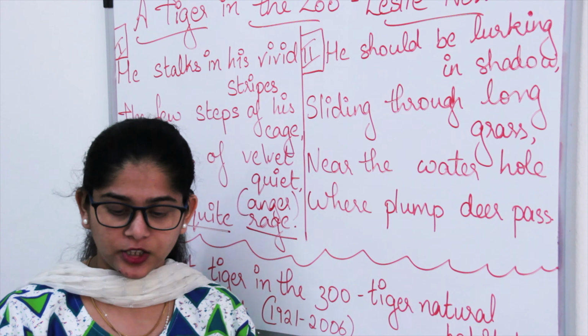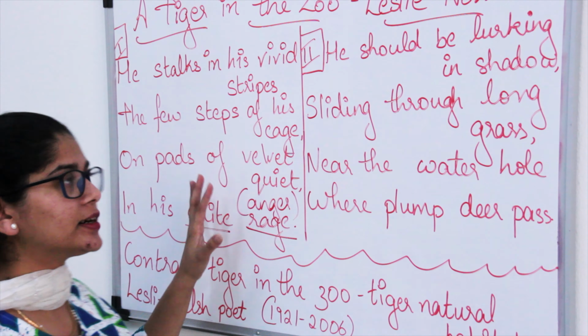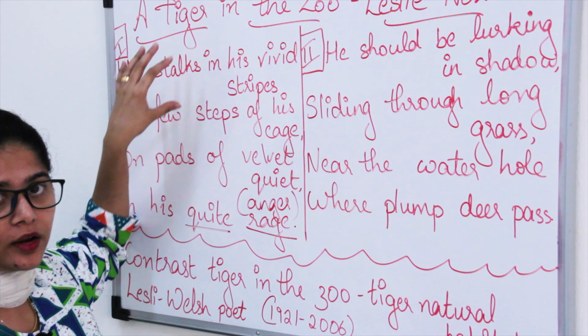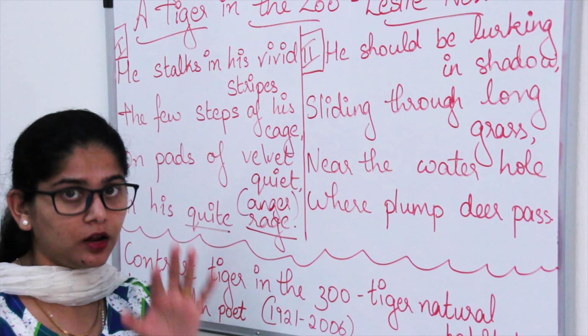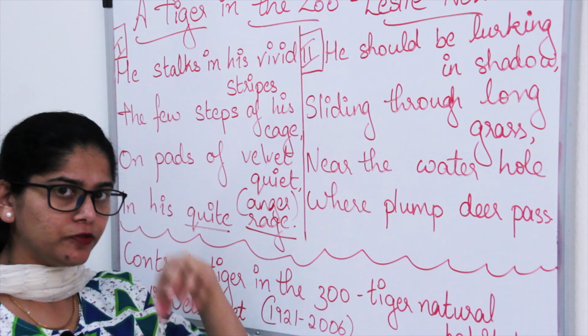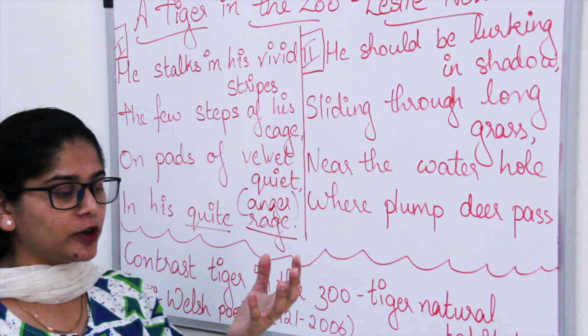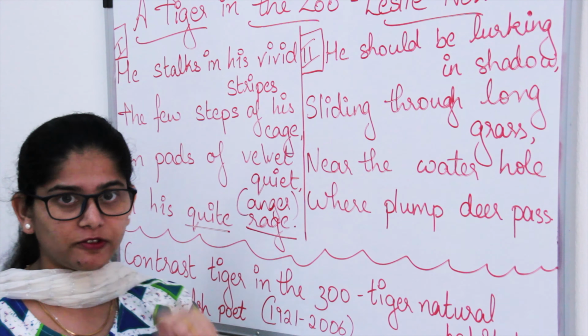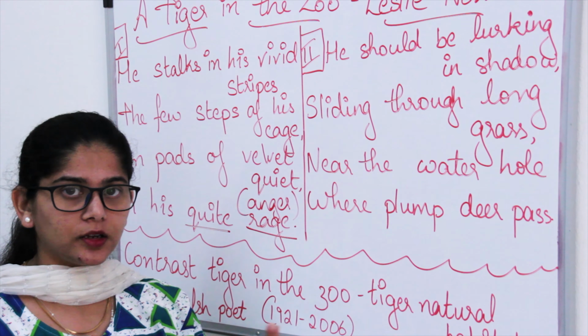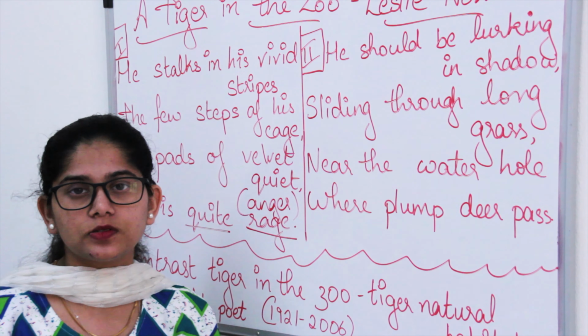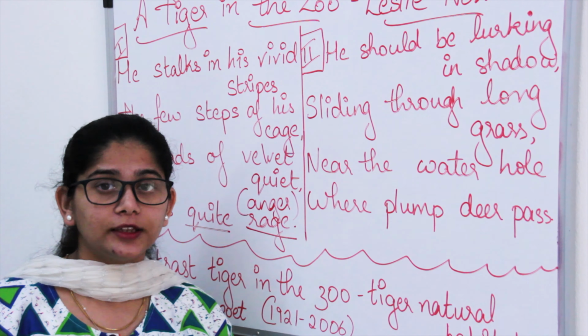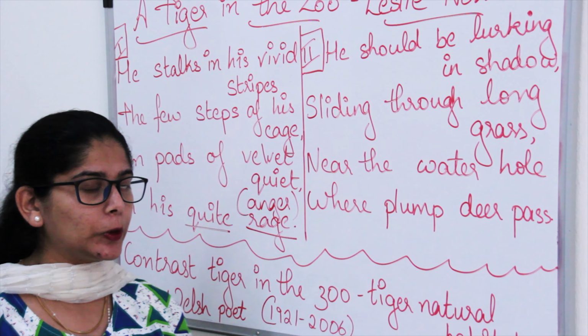He's inside the cage. So I hope the first four lines are clear. He is walking and those vivid stripes are noticeable, and he's walking very slowly because it's a very small area. Then we also spoke about the paws, which are very soft. And he's not showing anger; he has subdued that anger. That's why it's quiet rage.